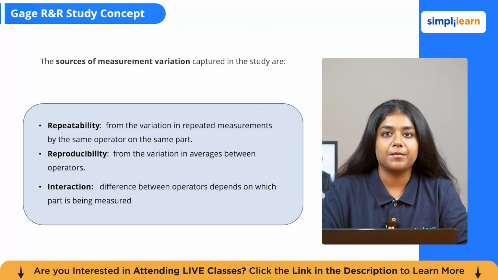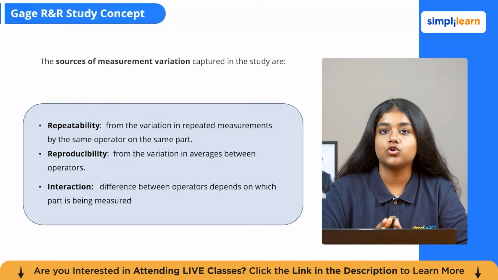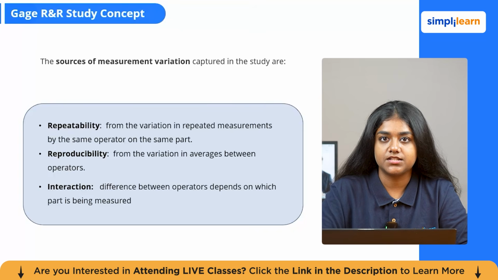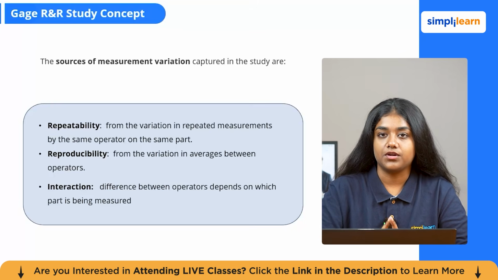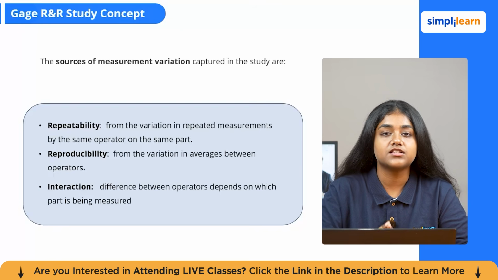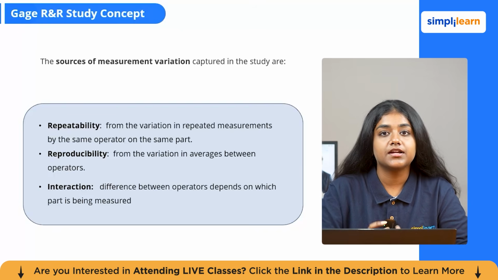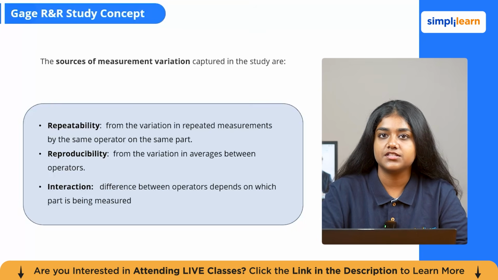The third is operator by part interaction. Operator by part interaction occurs when the difference between operators is not the same for every part. This means one operator may measure certain parts differently than another operator, and that difference changes depending on which part is being measured. This type of variation is important because it shows that the operator effect is not consistent across all the parts. So the ANOVA method can detect this interaction because it separates the variation into more detailed sources. It can show whether the measurement differences are due to only the gauge or only the operators, or to the way specific operators measure specific parts.